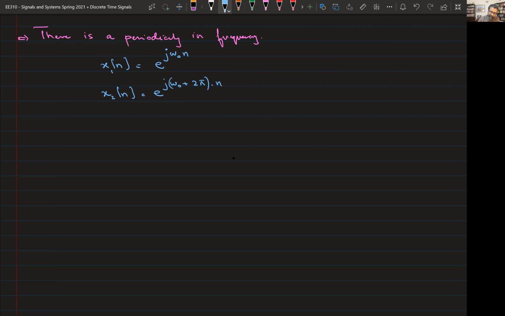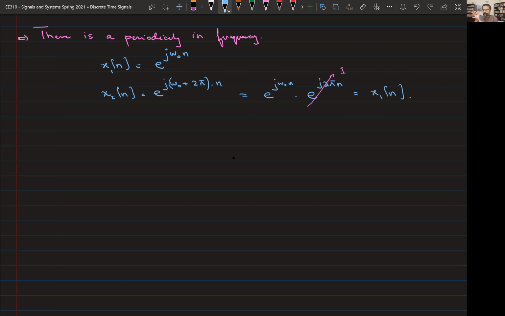If I just look at x2, I see that this is equal to e raised to power j omega naught n times e raised to power j 2π n. But what is e raised to power j 2π n? E raised to power j 2π n is 1. Excellent, right? And therefore, this is x1 of n. So x2 of n turns out to be equal to x1 of n.